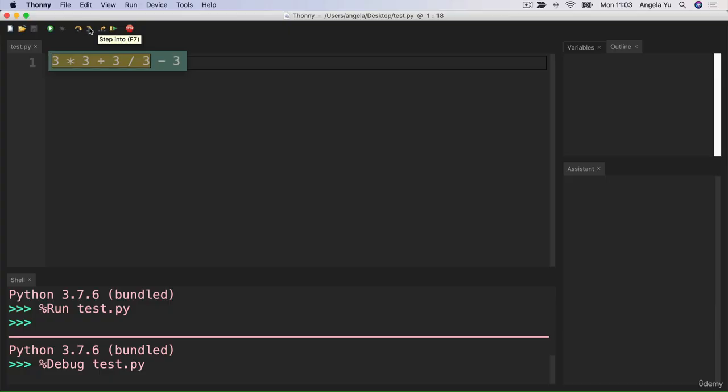So first it looks at the entire thing, and then it goes from left to right. And the first calculation is 3 times 3, and that is the one that's going to execute first, and it becomes 9. Next, it's going to look along this line of code and see that the next most important thing is this division here, 3 divided by 3. So it's going to carry out that next, and that becomes 1. So now 9 plus 1 is going to be the next thing because it's the most to the left, and then it becomes 10 minus 3, and we finally get the result of 7.